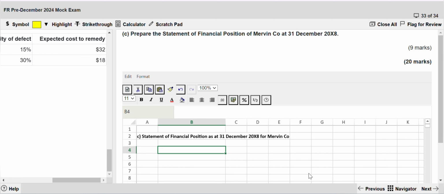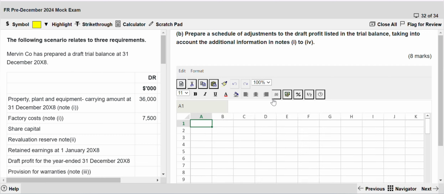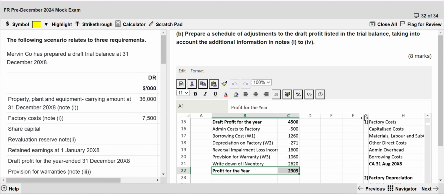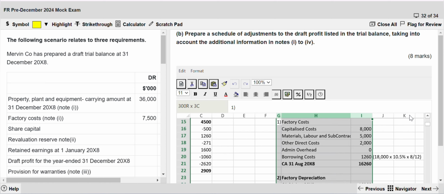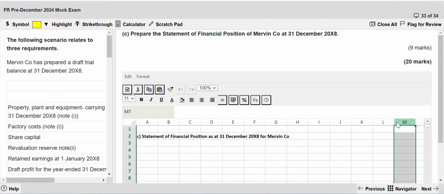I'll try it out. Yeah, let me see if I can copy the workings. Okay, so that's a problem. Okay, anyway, we have to go back and take the numbers.